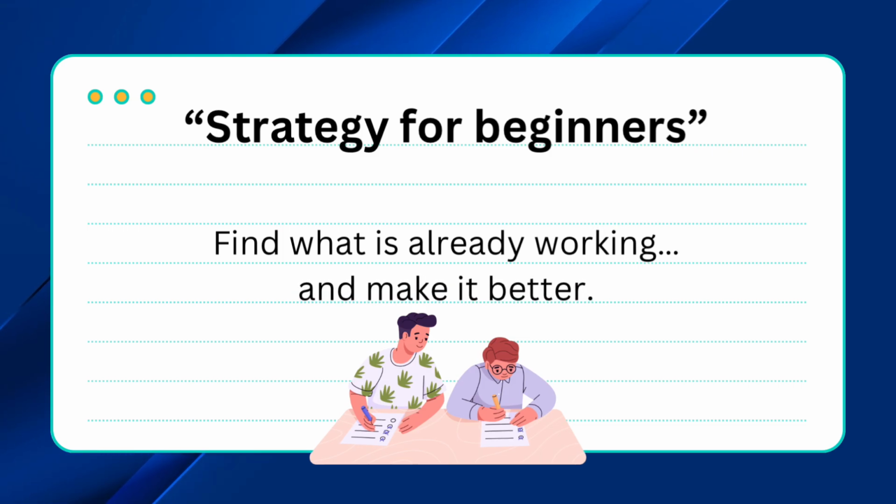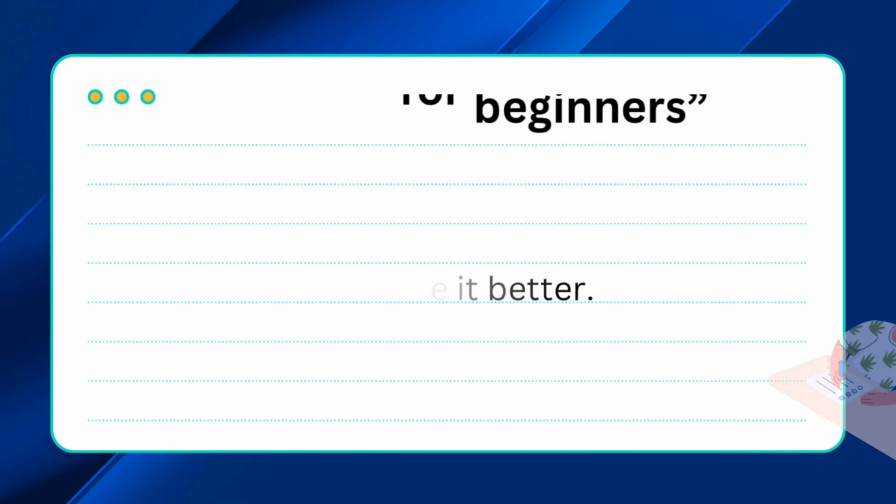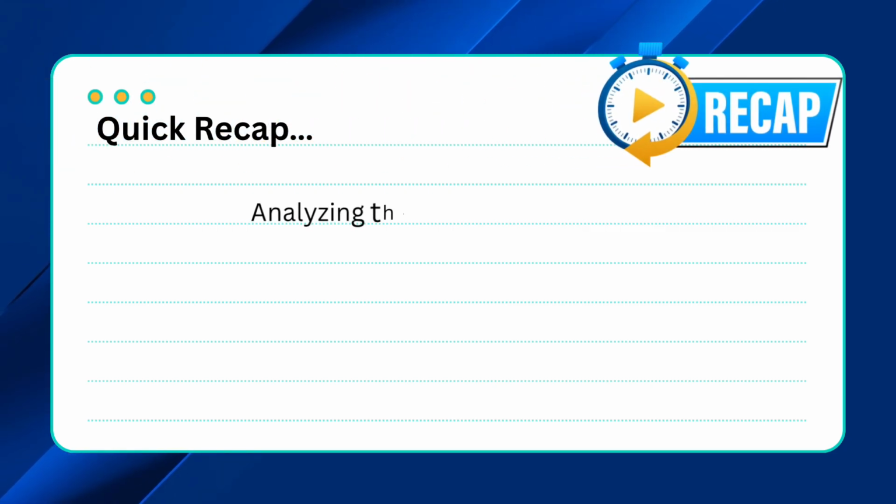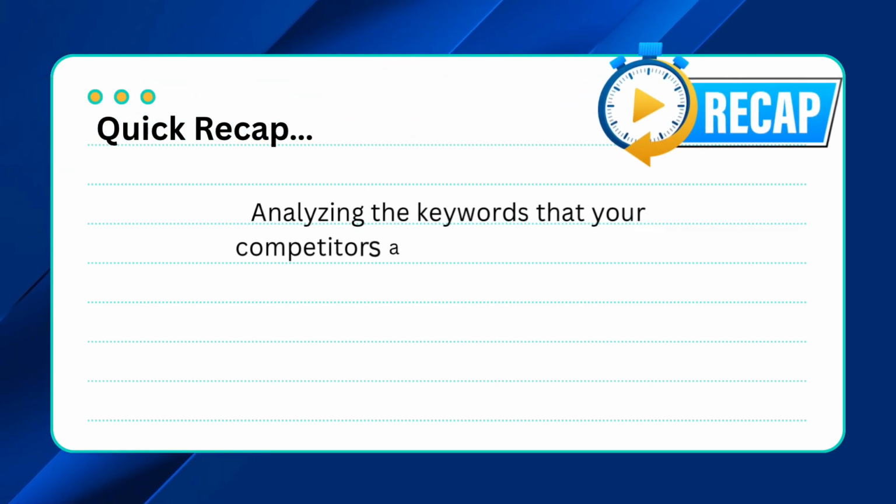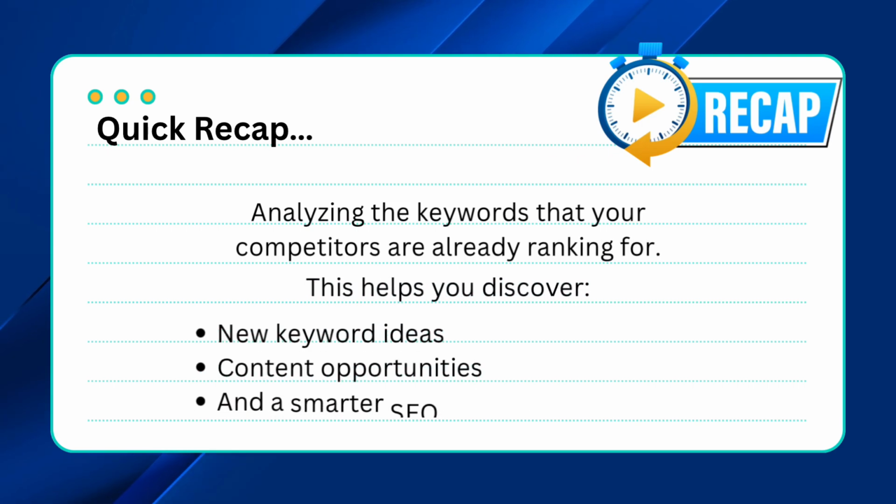This approach is especially useful for beginners because it allows you to focus on keywords that are already proven to generate traffic. So let's quickly recap. Competitor keyword research means analyzing the keywords that your competitors are already ranking for. This helps you discover new keyword ideas, content opportunities, and a smarter SEO strategy.